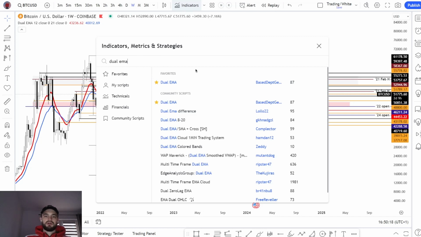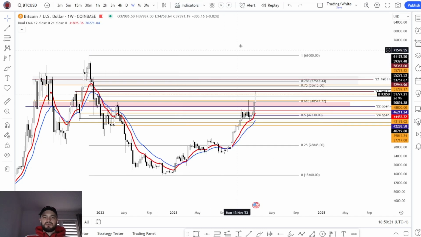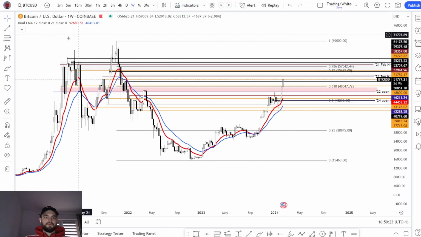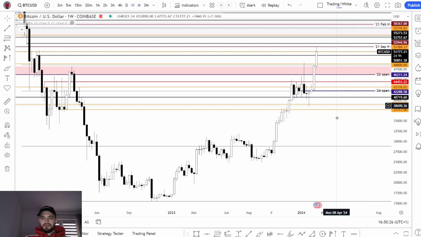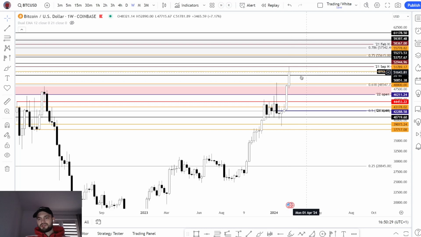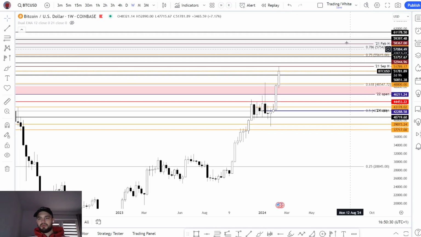So you need to utilize this tool, and just type dual EMA in the indicators. It's a free indicator. Use it. Trust me, you will benefit a lot from it. So that is most of the things that I wanted to cover. Like, you could use this chart in the next few months, and it will probably stay relevant.